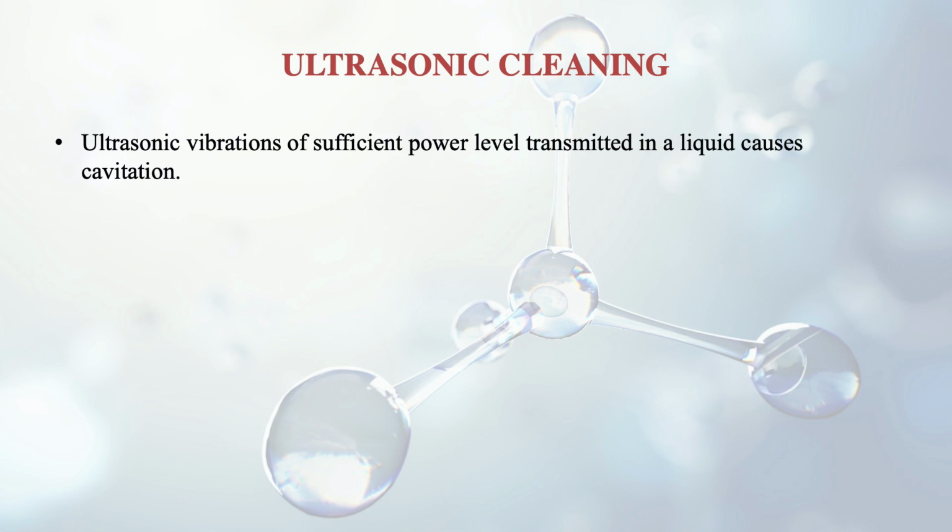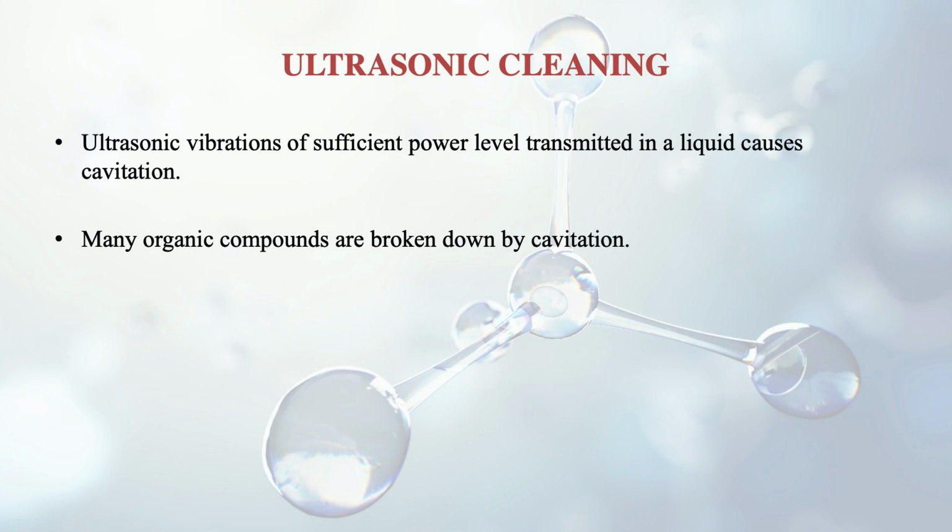After discussing a number of chemical ones, we see the last type of chemical cleaning, which is ultrasonic cleaning. Although its name doesn't reflect that it's a chemical type of cleaning, it involves chemicals, so it is subdivided into the chemical type. Ultrasonic vibrations of sufficient power level are transmitted, and that causes cavitation. Cavitation is a process where low vapor pressure is there, so there are certain cavities containing vapors. Many organic compounds are broken down by this cavitation.